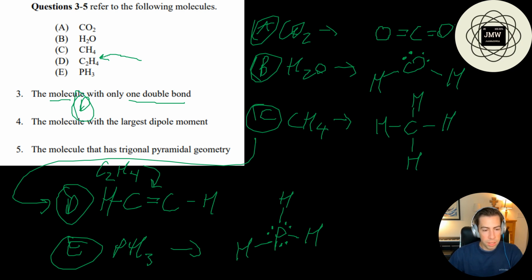The next one is the molecule with the largest dipole moment. So remember, a dipole moment is basically where we have a very polar molecule, right? So I want to look for a polar molecule that is asymmetrical. So here, let me write that out. Dipole moment. So I want it to be polar plus asymmetrical. All right, so out of all these molecules, which one is polar and asymmetrical?